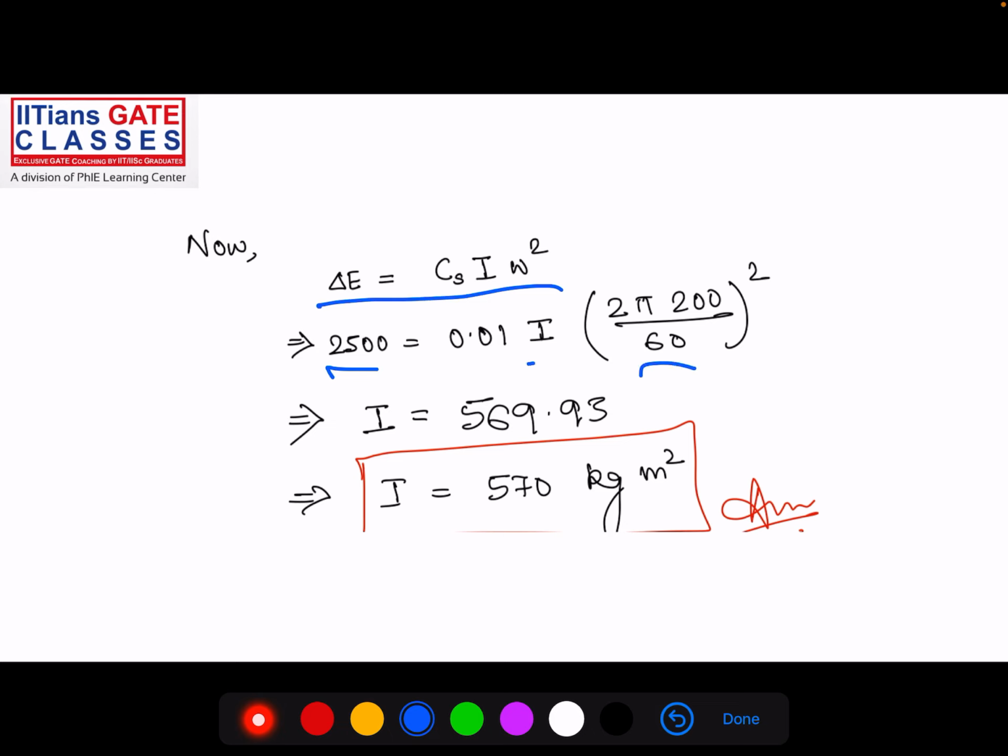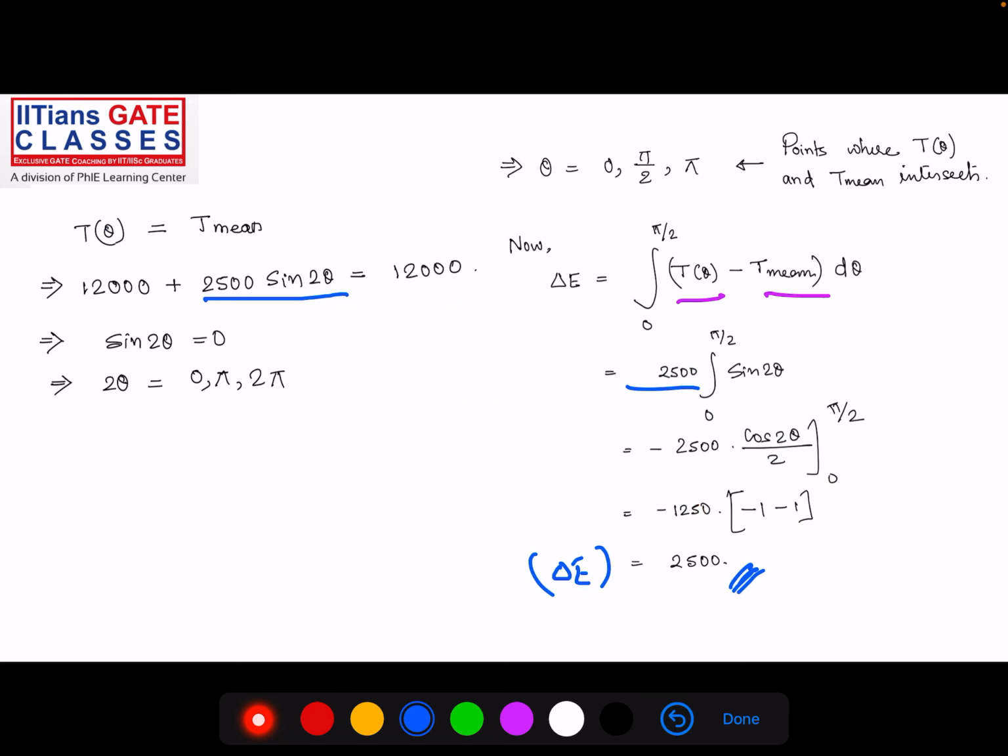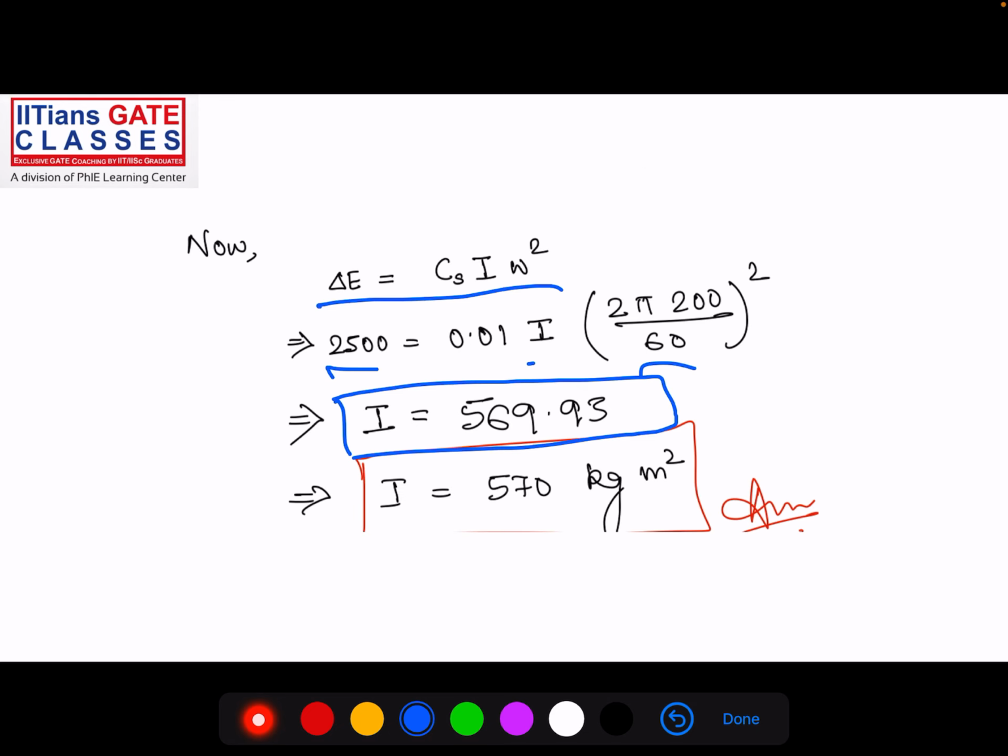Omega is equal to 2 pi n by 60, right? So what is the value of I? I will be 569.93. All the units used were in SI units; we have not used anything else. So basically the answer will be in SI unit, kg meter square: 570 kg meter square. So this was again a good question. This is a moderate level question.